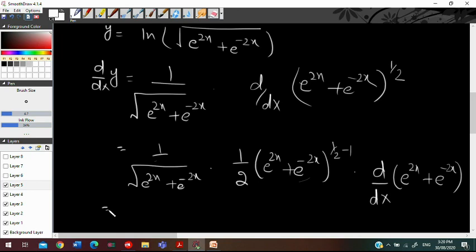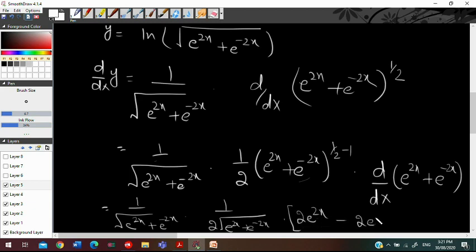Now the rest of the question is very simple. Exponential of 2x plus exponential of minus 2x into 1 divided by 2 into exponential 2x plus exponential minus 2x, and then when you apply derivation on this function, you will get 2 into exponential 2x minus 2 into exponential of minus 2x. Now the rest of the work is simple. You just simplify the equation and you get the answer of this whole question. Now I will move to question number 2.